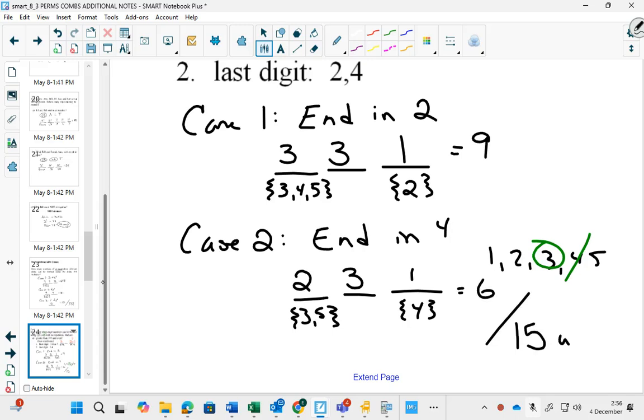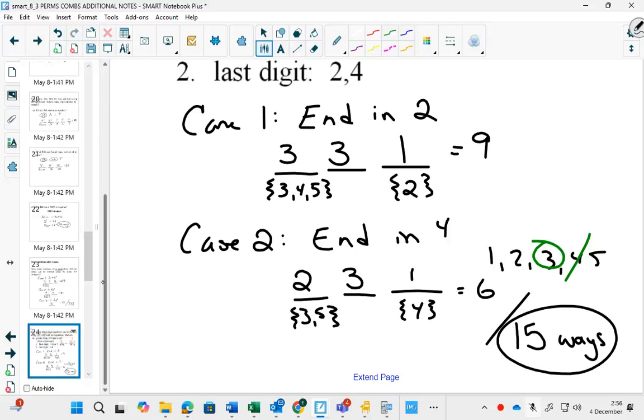Case 2 has 6. Add up your cases. You would get 15 ways. You would get the same answer if you did 3 cases and said, I'm going to start with a 3, count all my 300 numbers, start with a 4, start with a 5.